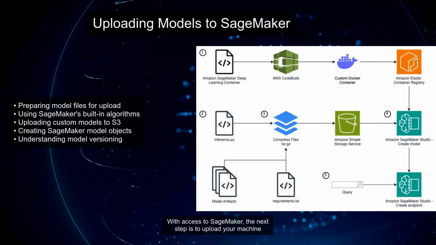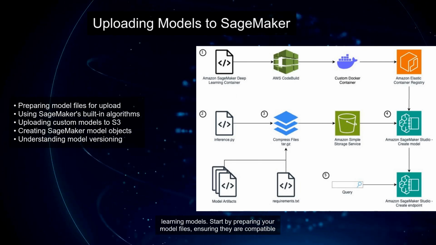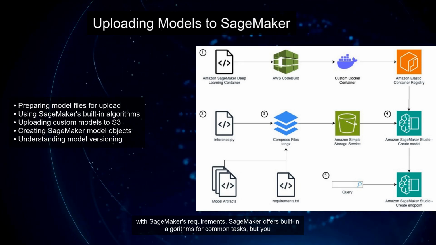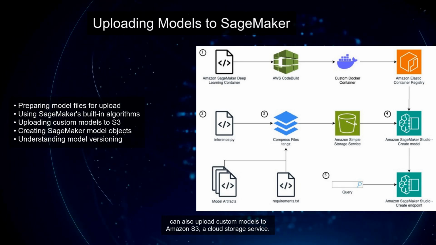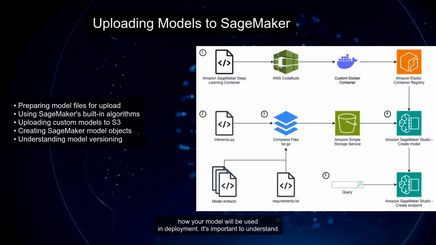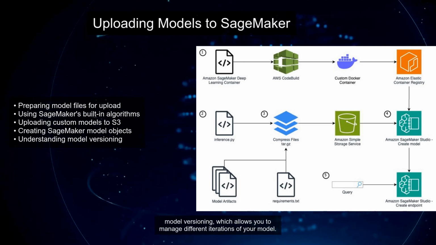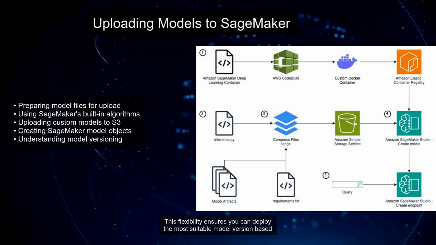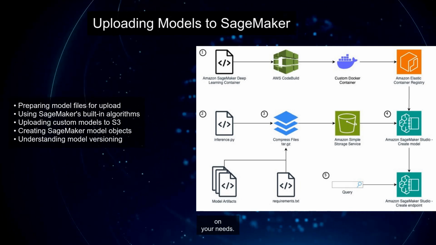With access to SageMaker, the next step is to upload your machine learning models. Start by preparing your model files, ensuring they are compatible with SageMaker's requirements. SageMaker offers built-in algorithms for common tasks, but you can also upload custom models to Amazon S3, a cloud storage service. Once your model is in S3, create SageMaker model objects to define how your model will be used in deployment. It's important to understand model versioning, which allows you to manage different iterations of your model. This flexibility ensures you can deploy the most suitable model version based on your needs.